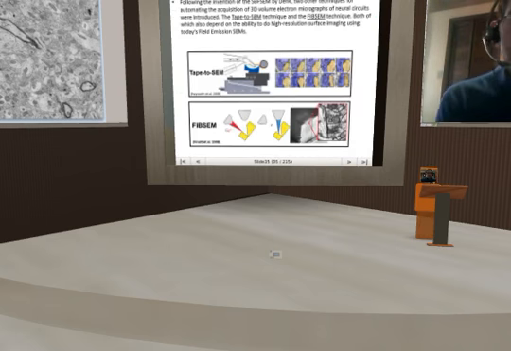Following the invention of this serial block face SEM by Denk, two other techniques for automating the acquisition of 3D volume electron micrographs of neural circuits were introduced: the tape-to-SEM technique and the FIB-SEM technique, both of which also depend on the ability to do high-resolution surface imaging using today's field emission SEMs.